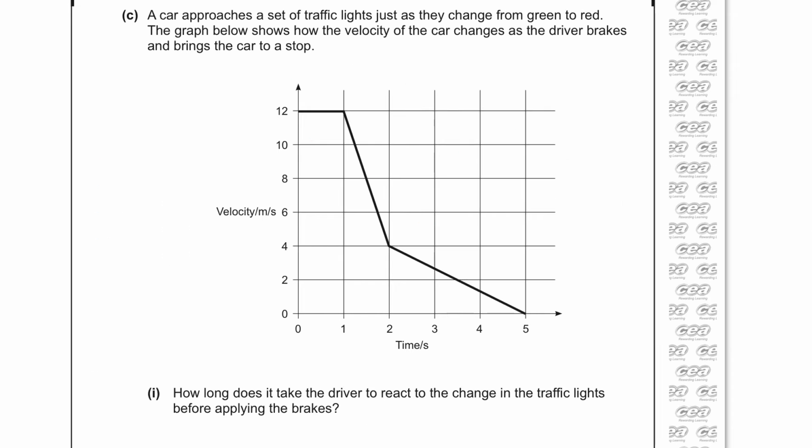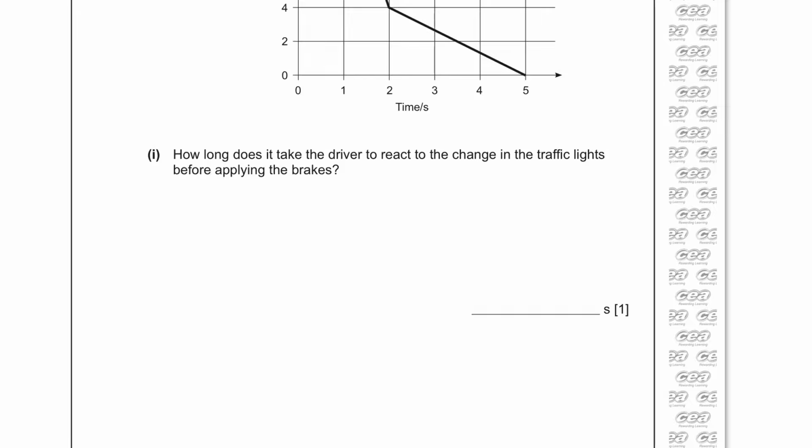Part C. A car approaches a set of traffic lights just as they change from green to red. The graph below shows how the velocity of the car changes as the driver brakes and brings the car to a stop. How long does it take the driver to react to the change in the traffic lights? Okay, so you can see here that there is no change in the motion of the car, and that will be the time it takes from him noticing the light to pressing the brake. So he or she will take a time to react here before the brake pedal is pressed. And so the answer there is 1 second.